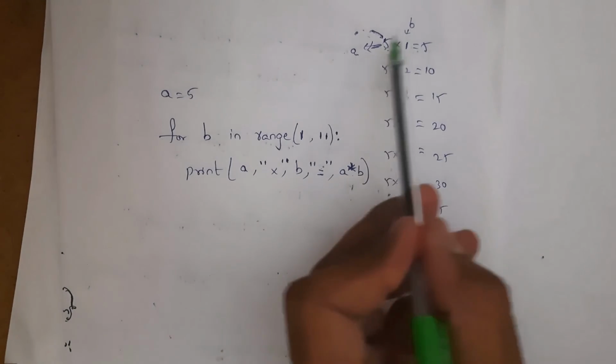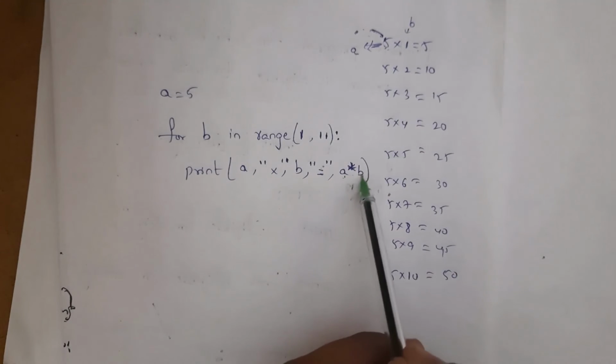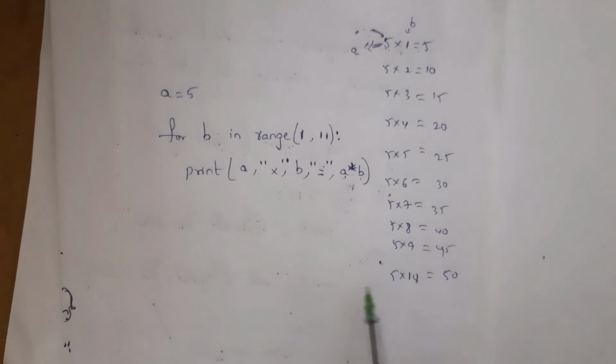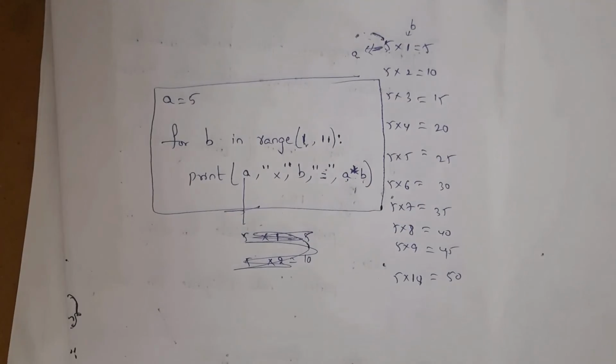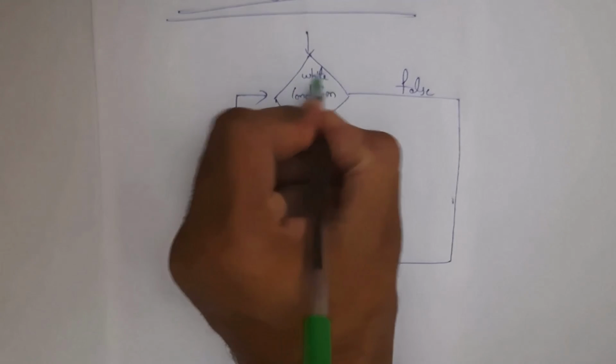A into b means 5 into 1, that is 5. Next 5 into 2, that is 10. 5 into 3, and like that it will print up to 5 into 10 equal to 50. This is the program to print the 5 table. Next I will explain the flowchart for the for loop. Guys, this flowchart is the same as the while loop. Just in place of while, write for.